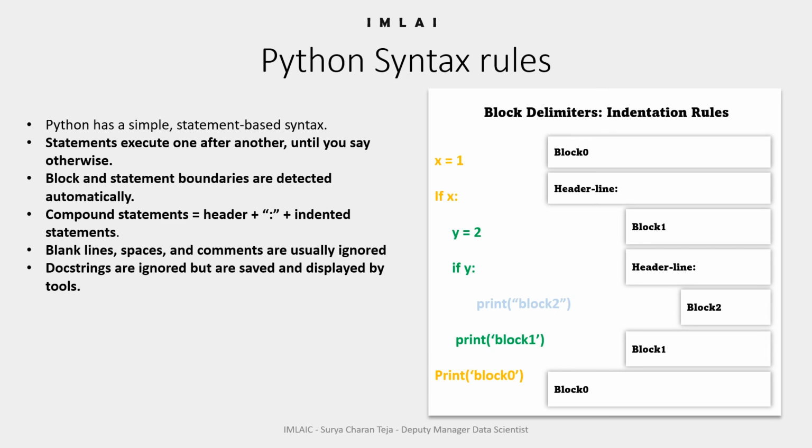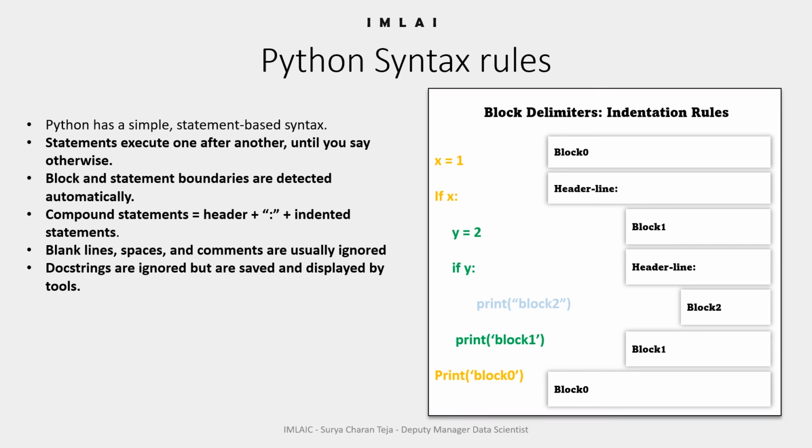So now, for instance, the following code contains three blocks. The first is the top level code of the file and is not at all indented. You see, this is the first block, or block 0. There is no indentation. See, x is equal to 1 is block 0. There is no indentation at all.